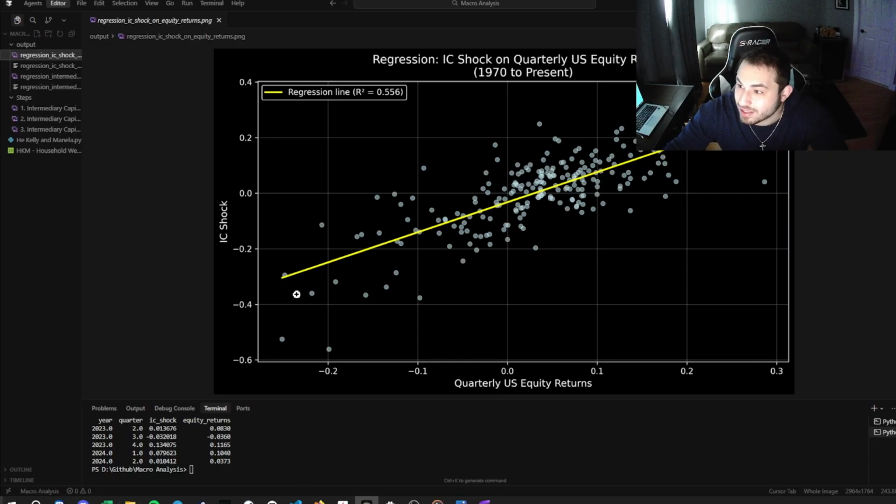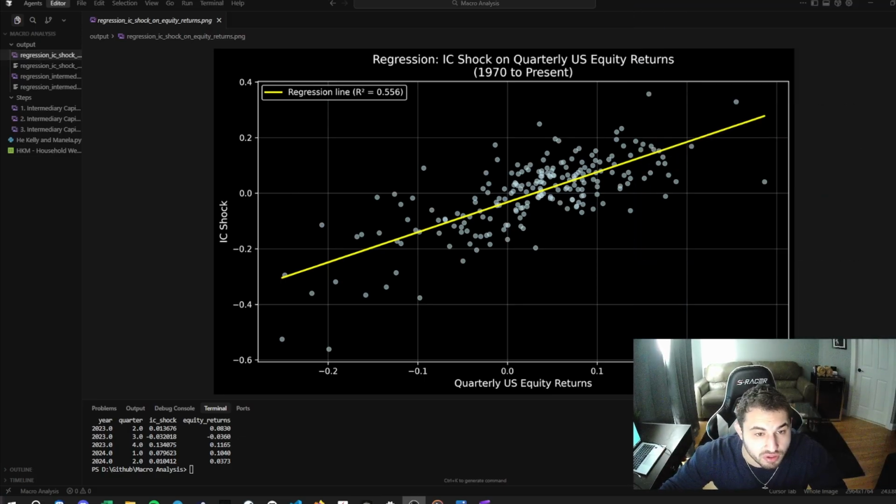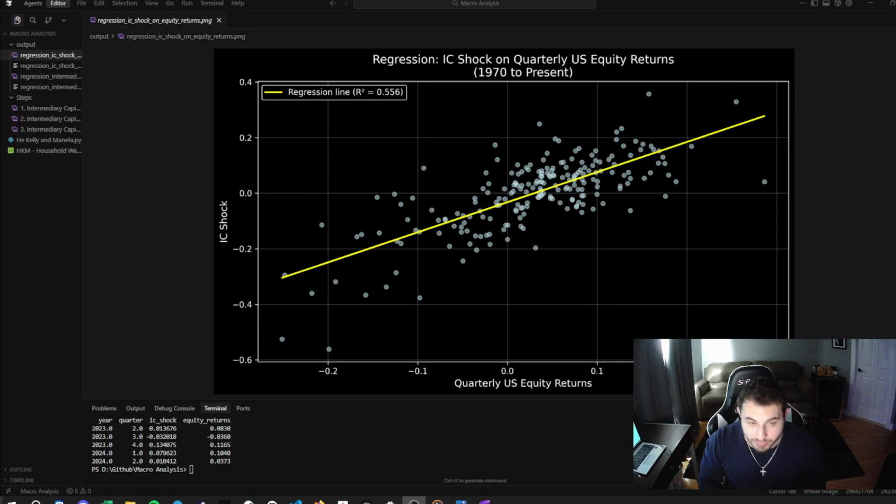And you see, it was a very necessary change. Now our relationship is much stronger. And this is intuitive. Again, let me move my face. This is intuitive because markets are forward-looking. We need to isolate what markets already expected. We need to isolate the unexpected shocks to changes in the intermediary capital ratio.